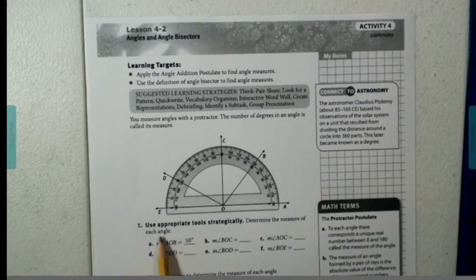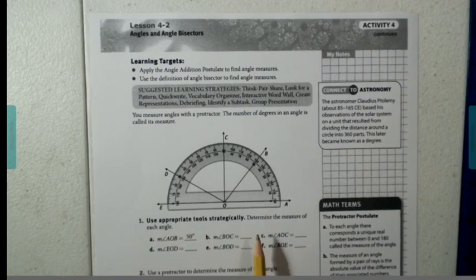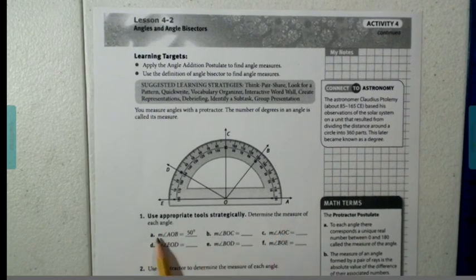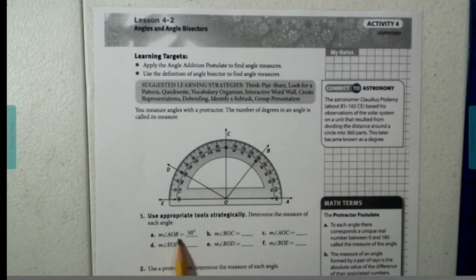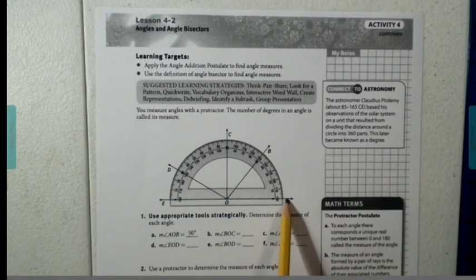Question 1 says, use appropriate tools strategically. Determine the measure of each angle. They've already done letter A for you. The measure of angle AOB is 50. Well, let's take a look. We've got AOB.